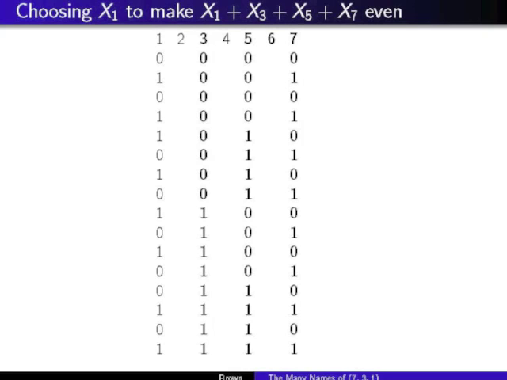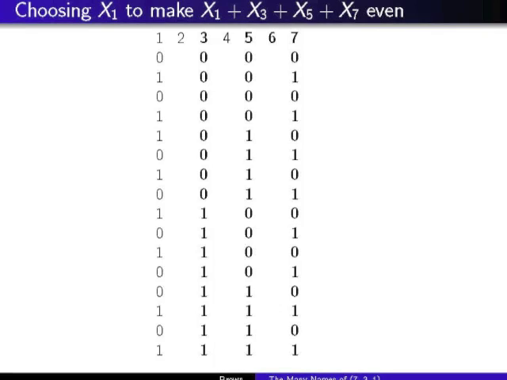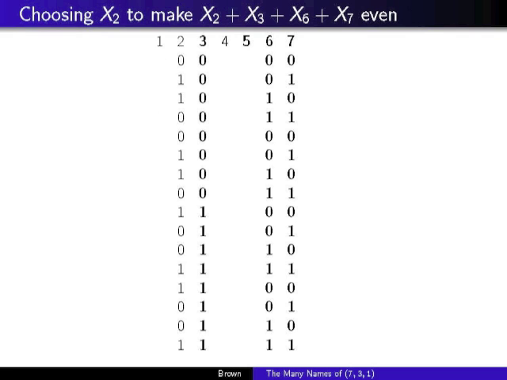If you look, you can see that in each row, the sum of the ones, they're either 0 ones, 2 ones, or 4 ones. Well, let's do the same thing with x2. You choose x2 to make x2 plus x3 plus x6 plus x7 even. And so we either have 0, 2 ones, 2 ones, 2 ones, 0 ones, 2 ones, 2 ones, 2 ones, 2 ones, 2 ones, 2 ones, 4 ones, 2 ones, 2 ones, 2 ones, 4 ones. And the same thing with the last 4 bits. Make that even.